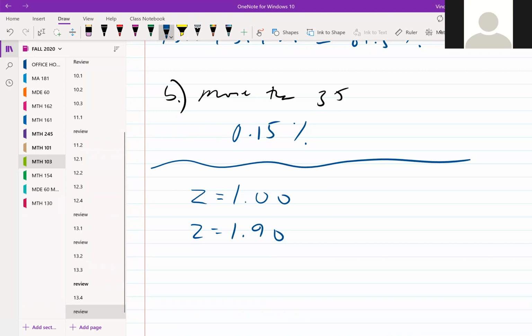Like, it doesn't make any sense, because what they did is that it says z equals 1 is 0.341, and then 1.9 is 0.47. And so they did 0.4471 equal 0.341, and then that comes to equal 0.130.